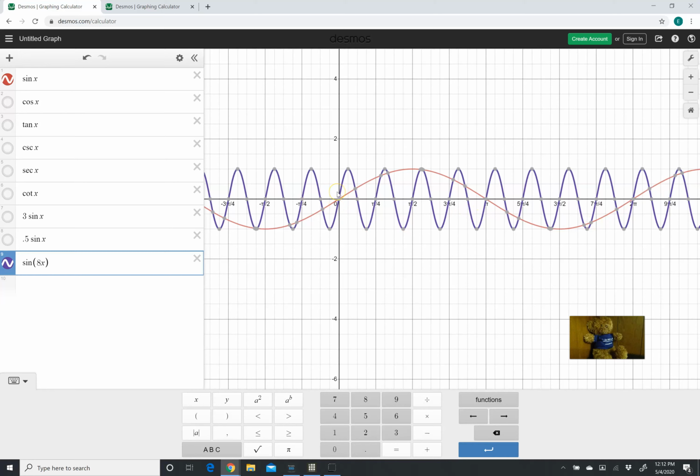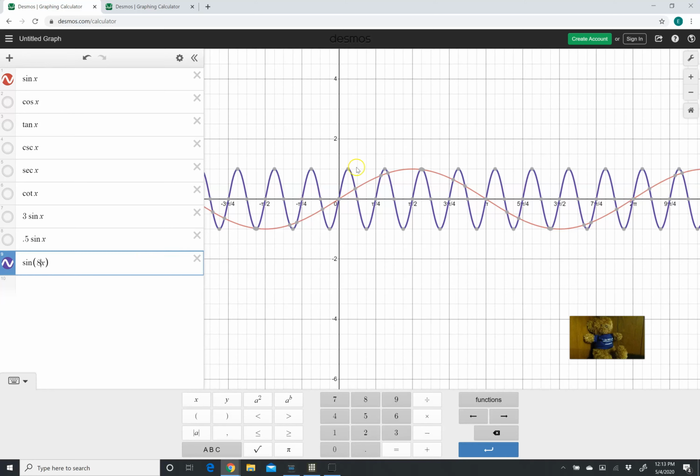And the frequency, again, we're going to write all of this down, is the number of waves that fit between 0 and 2 pi. So sine of 8x says we can fit 8 waves between 0 and 2 pi. Here's 1, here's 2, 3, 4, 5, 6, 7, and finally 8. Okay, so this tells us we could fit 8 waves.